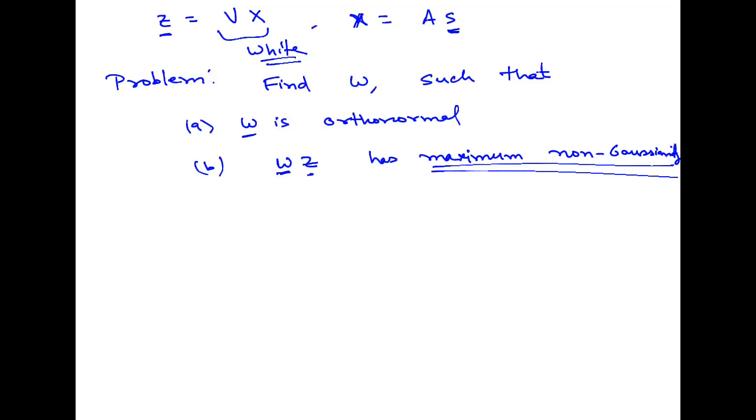We assume that S is non-Gaussian. We only assume S is non-Gaussian. But we are trying to get WZ of maximum non-Gaussianity. That's a very good question. I think it's very important. So now we want to find W. Let's say we want to find WZ, right? So let's call this Y.